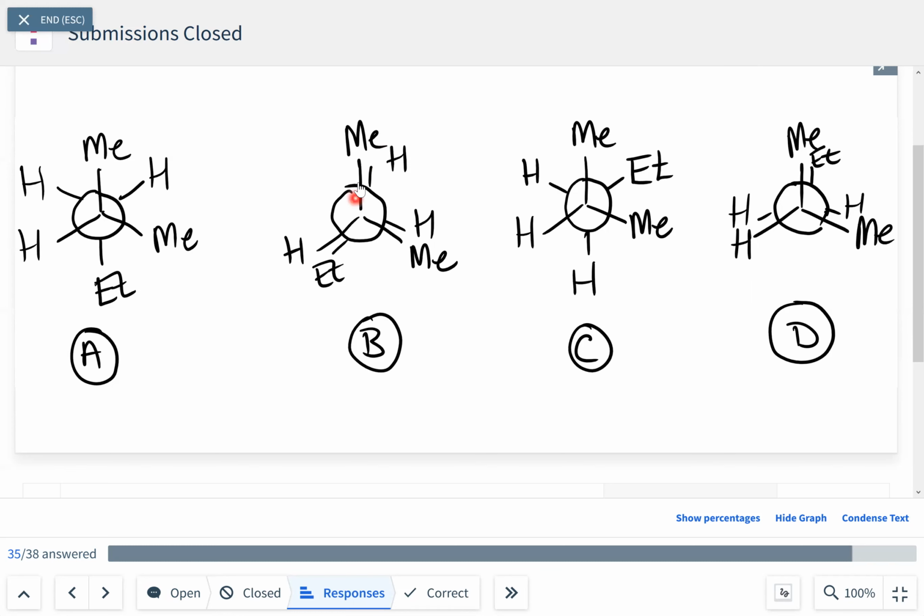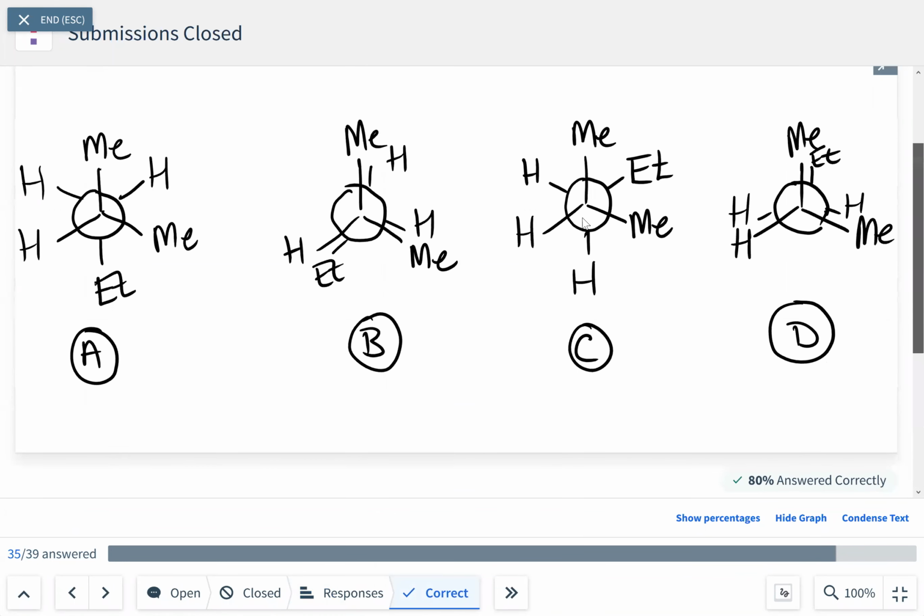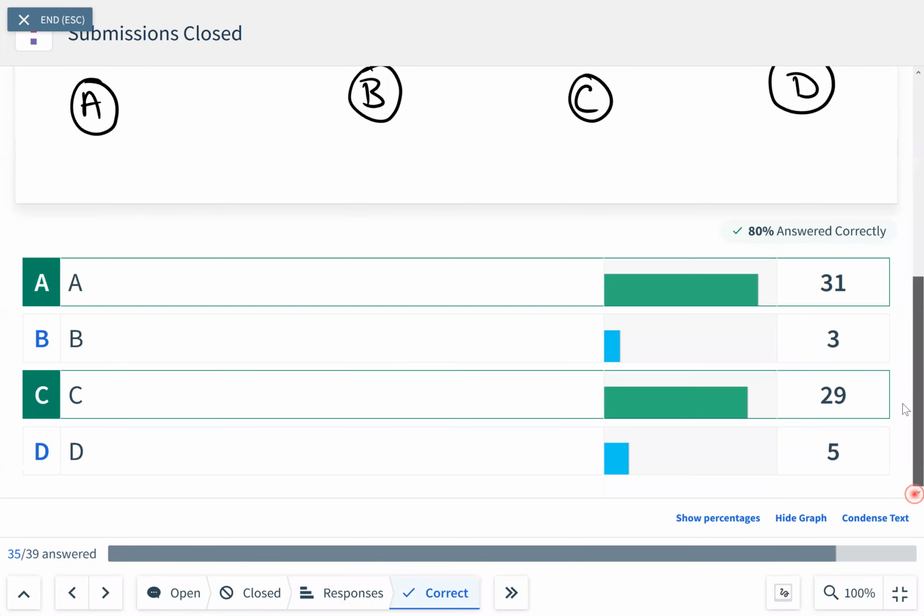In eclipsing conformations, the two bonds are basically lined up with one another, so the bonds are basically overlapping. In staggered conformations, there is approximately 60 degrees between each bond. So A and C will be the correct staggered conformations. All right, let's go to the next one.